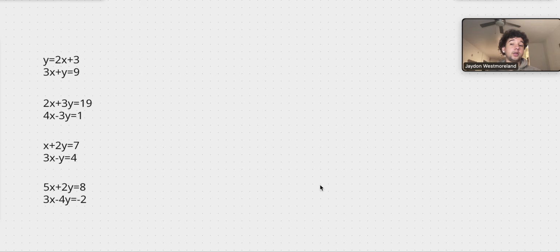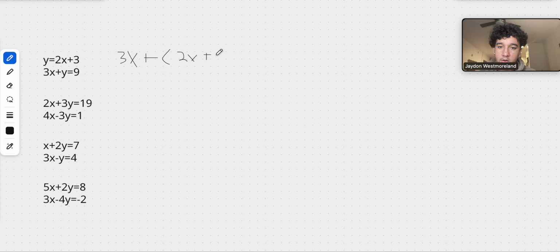So the first one we're going to do is substitution. What does that mean? Well, the way to do it is actually in the name. We're going to physically substitute one of the equations into the other equation. So when I say y equals 2x plus 3, that physically means that y and 2x plus 3 are the same thing. So I'm going to rewrite the bottom equation as 3x plus, again, y equals 2x plus 3, right? It's the same exact thing. So plus 2x plus 3 equals 9. There we go.